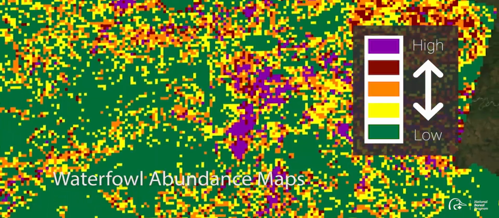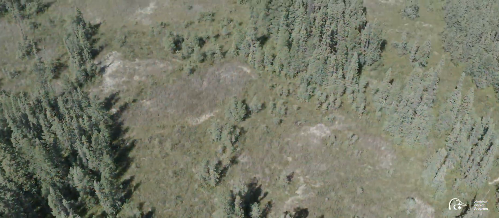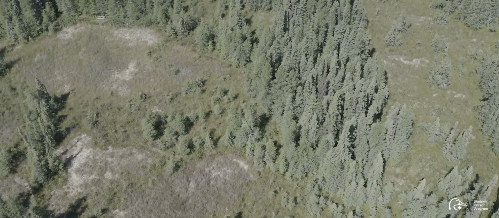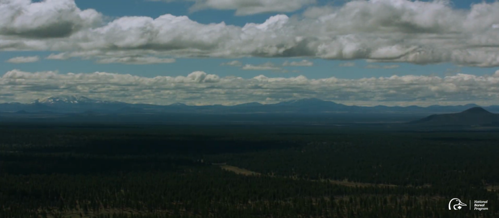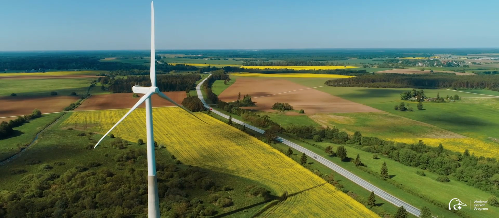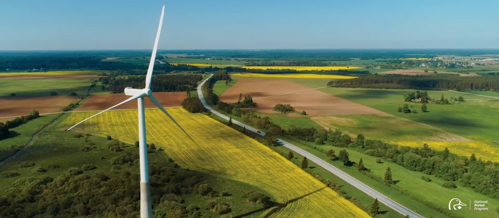We have mapped waterfowl in the Boreal Forest using wetland density as a strong predictor for species abundance. We have refined our waterfowl abundance maps by incorporating other information such as geology, wetland and upland vegetation classes, and measures of human disturbance. We work to achieve sustainable land use by informing and engaging with government, policies, and programs.